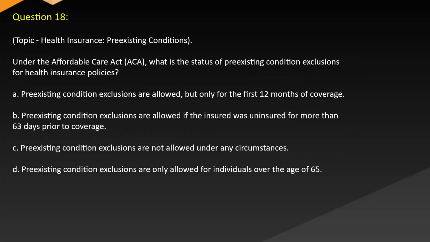Question 18. Topic: Health insurance, pre-existing conditions. Under the Affordable Care Act, what is the status of pre-existing condition exclusions for health insurance policies? A. Pre-existing condition exclusions are allowed, but only for the first 12 months of coverage. B. Pre-existing condition exclusions are allowed if the insured was uninsured for more than 63 days prior to coverage. C. Pre-existing condition exclusions are not allowed under any circumstances. D. Pre-existing condition exclusions are only allowed for individuals over the age of 65.